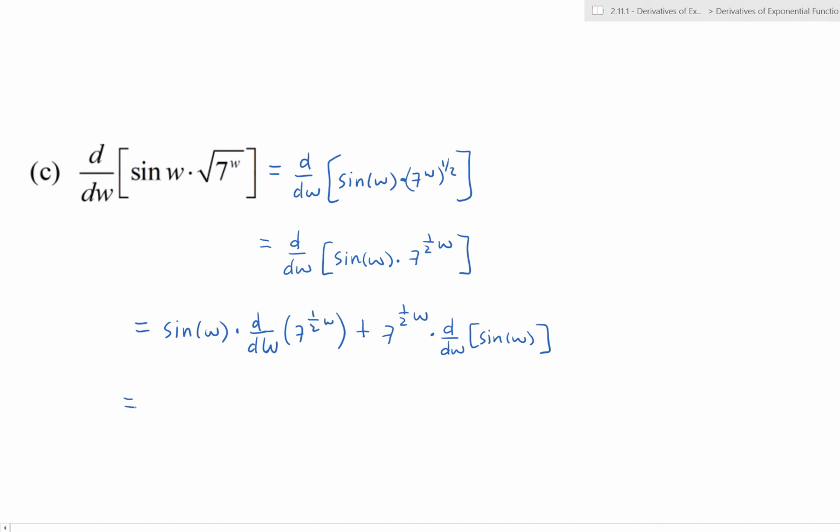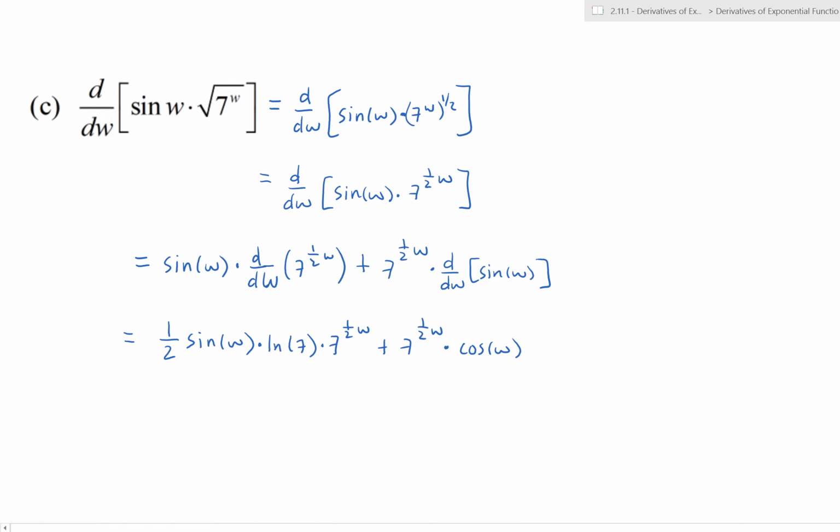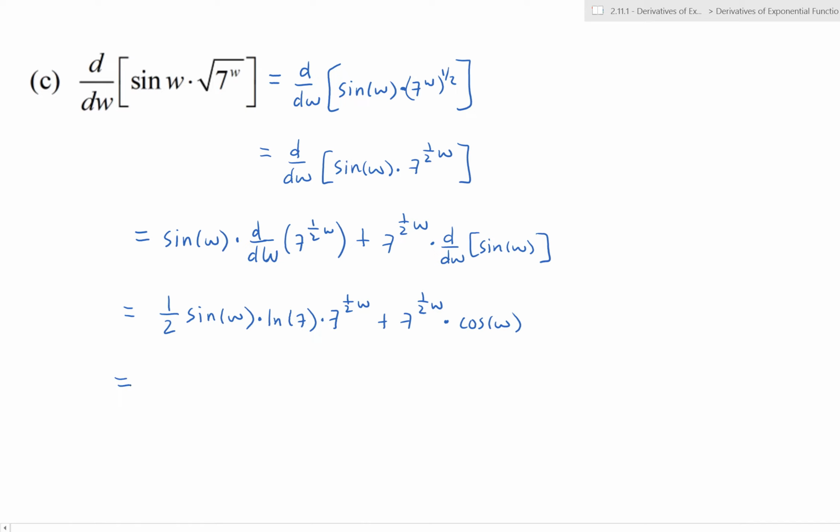Now I'll differentiate. Notice that 7 to the power of 1/2 w is another chain rule differentiation. The derivative of 1/2 w with respect to w is a 1/2. So we get a 1/2 times sine of w, and then times the derivative of the outer function there, which is that base 7 to the power. So we get an ln of that base, ln of 7, times that function, 7 to the 1/2 w power, plus a 7 to the 1/2 w power, derivative of sine function, of course, just the cosine function, so cosine of w. And because I can, why not just factor out a 7 to the 1/2 w power?